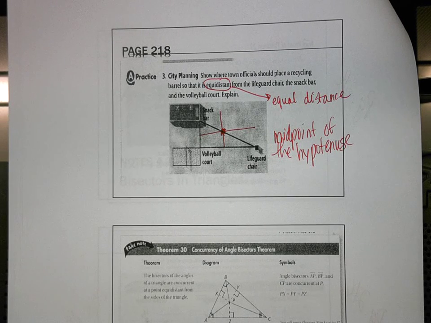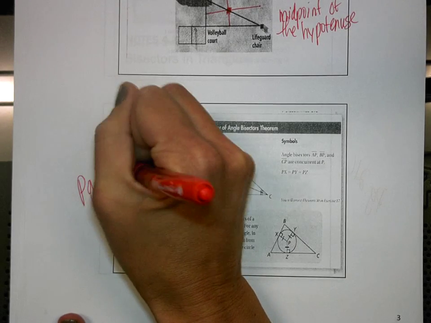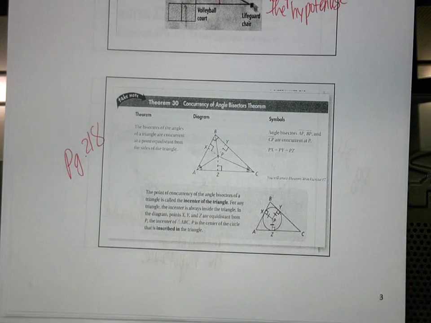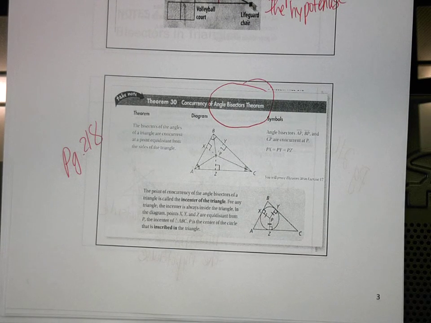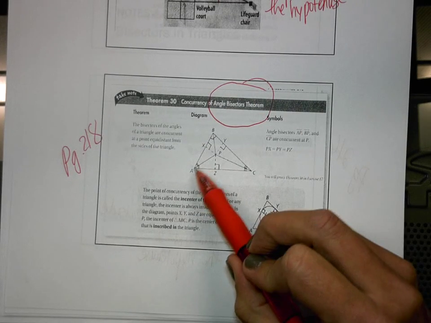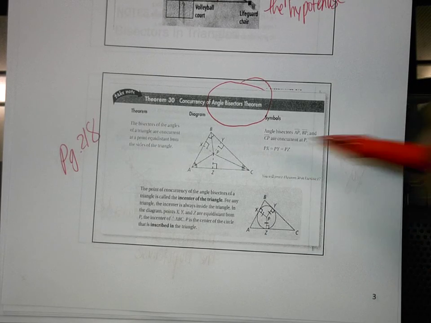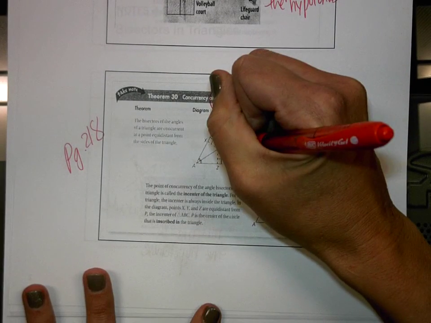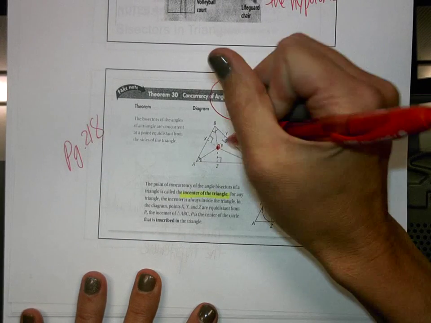All right. So now we're going to move on to the bottom of page 218, and we have the concurrency of angle bisectors theorem. What is angle bisector talking about? Bisecting angles. So it's not bisecting the sides, it's bisecting the angles. And when you look through here, do you see how this one bisected this angle? It has 2 hash marks, this one has 1 hash mark, and this one has 2. This point in here is called the incenter.